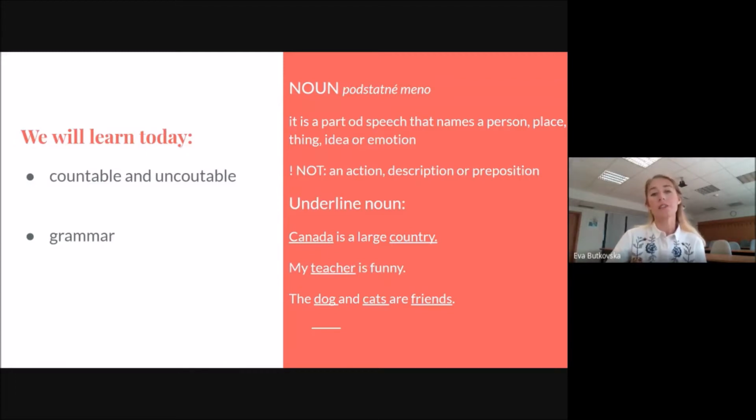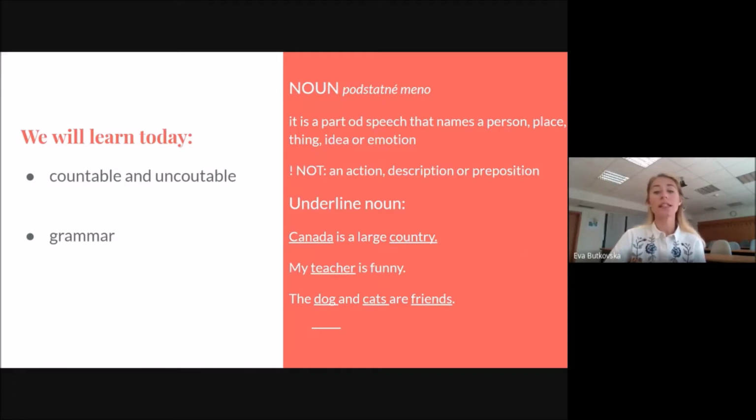Noun doesn't give us an action. Verb gives us an action. Noun doesn't give us description. This is for adjectives. So let's say blue or beautiful, that's an adjective. Or it's not a preposition. So preposition is on, off, and etc. So remember, noun names things and people and ideas, let's say. So it is important for you to understand what a noun is and how to find it in a sentence.